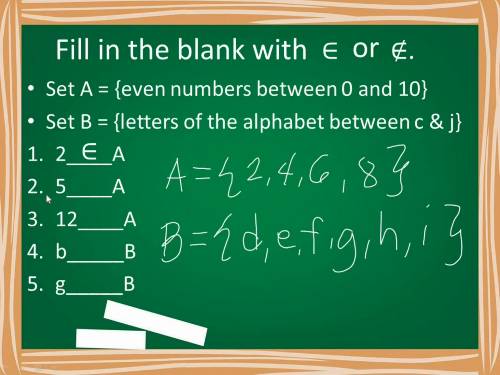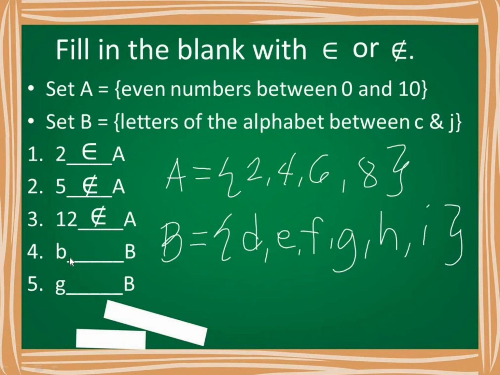It is an odd number, so it is not an element of set A. Number 3. Is 12 an element or not an element of A? 12 is an even number, but it is not between 0 and 10. Wala siya sa set A natin, so it is not an element of our set A.